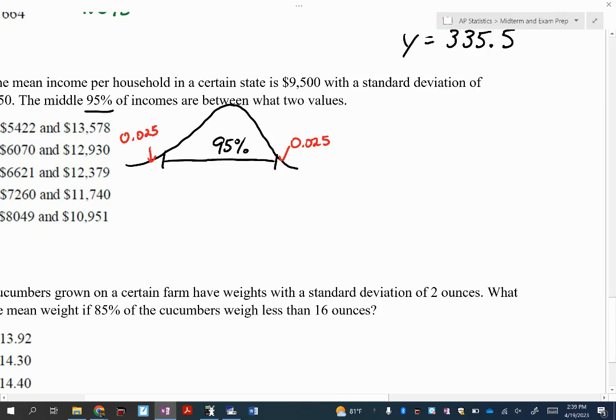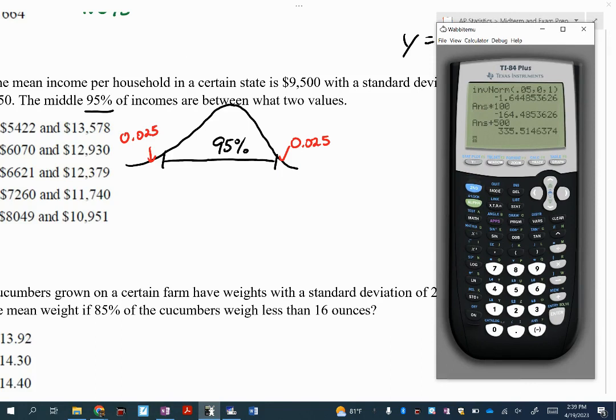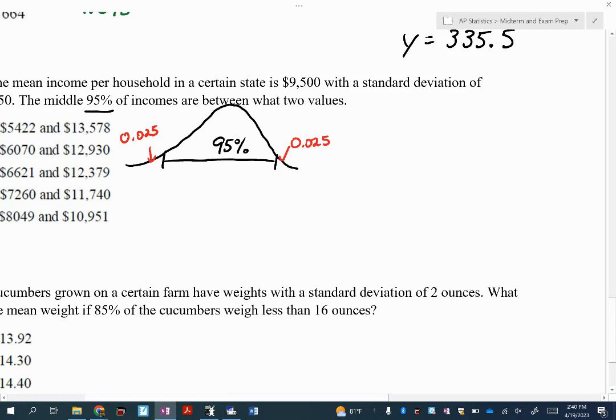So I'm going to do the same thing. Go to second vars, inverse norm, which is number 3. And I'm going to type in 0.025. This is going to give me my z-score on the low side. So negative 1.96. Hopefully you're not that shocked by that, considering that middle 95%. What we just talked about, Joseph. And there's the positive version of it.